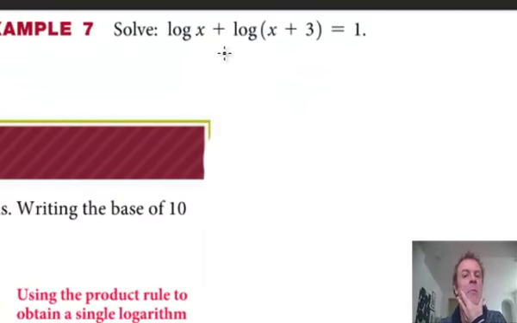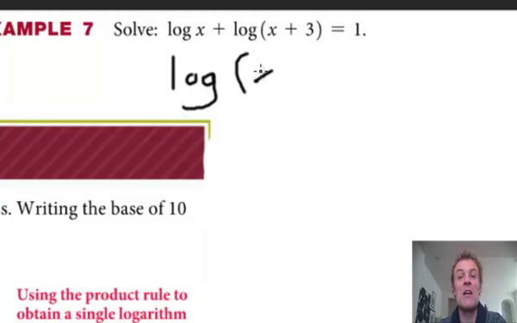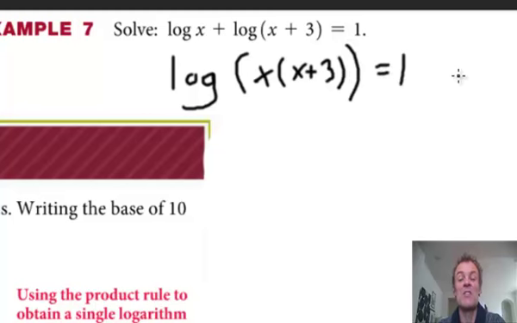Now then, remember this. Two separate logs added is the same as a single log with those two things multiplied. In other words, x times x plus 3. So I've used that product rule for logs, and that equals 1. So there we go. I've just changed from two separate logs to a single log. But now it's a product.